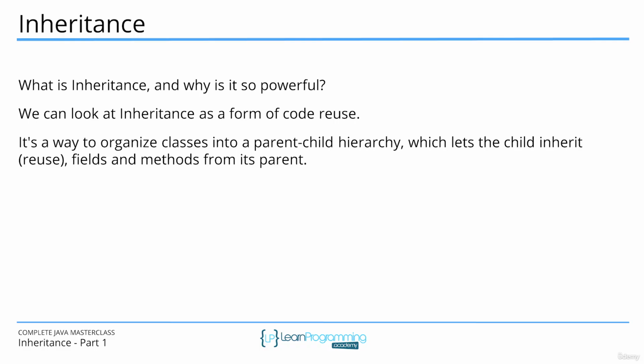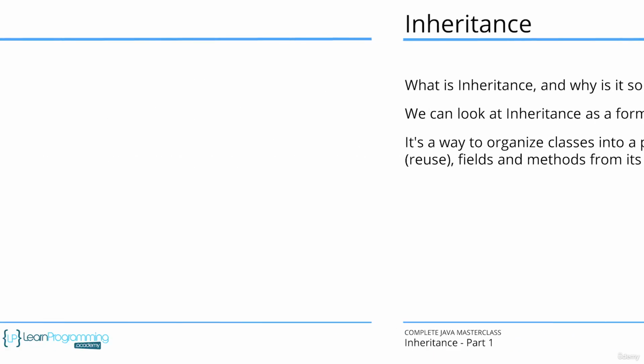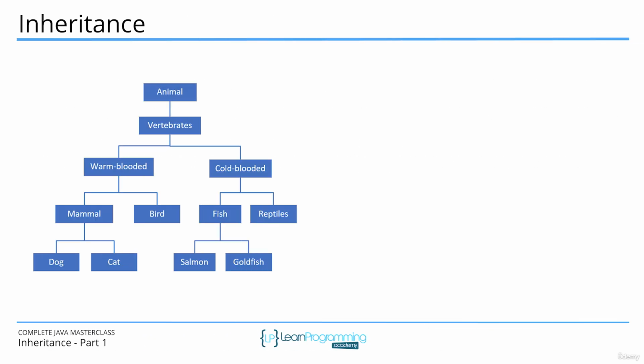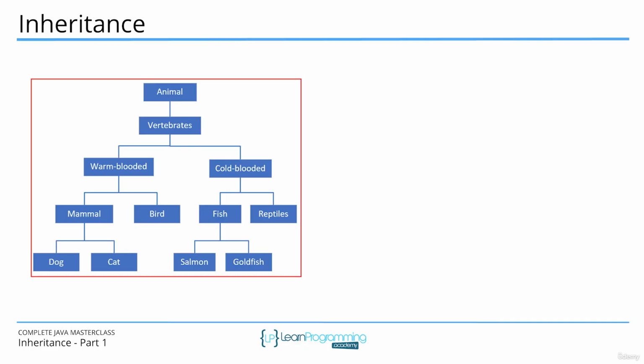It's a way to organise classes into a parent-child hierarchy which lets the child inherit, in other words reuse, fields and methods from its parent. The animal kingdom, with its many classifications, is a pretty good place to start looking at hierarchical relationships. On this slide we show a small part of the animal classification chart.